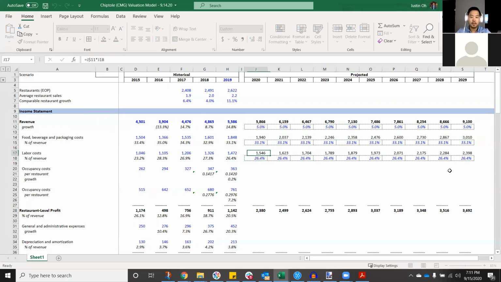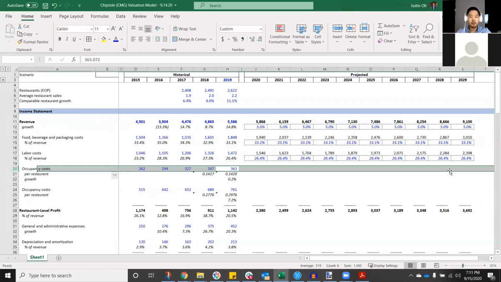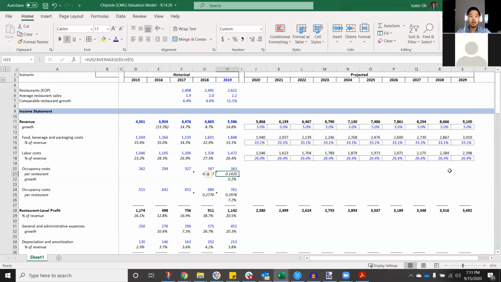And again, dummy numbers. Let's just say they grow at 5% and all their margins stay the same. Occupancy costs, we talked about it. Rent is not a variable cost, it's a fixed cost. So no matter how many people come in the door and buy burritos from Chipotle, they still have to pay X dollars in rent per month to their landlord.